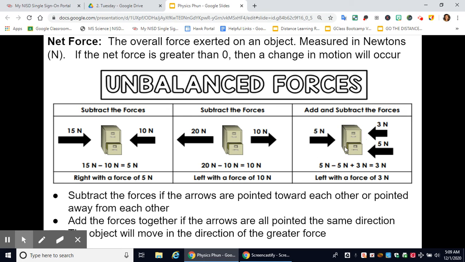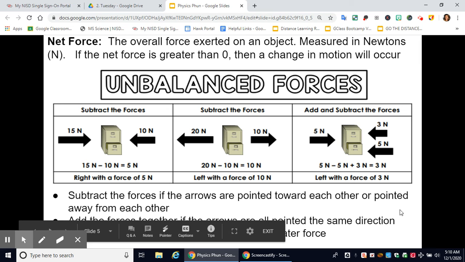Here we want to add our forces because these arrows are pointed in the same direction. 5 plus 3 is 8 newtons. 8 subtract 5 is going to be 3 newtons of force. 3 is greater than 0, so we do have motion. And this file cabinet is going to move in the direction of the greater force, which is 8. So it's going to move to the left with 3 newtons of force.